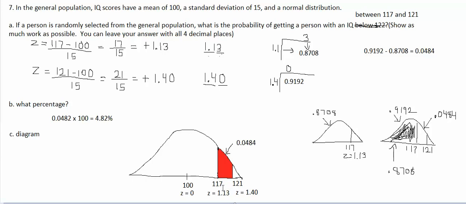And so in your diagram, include the curve, the mean with its z-score of 0, the two IQ scores that we used in the problem, 117 and 121, their two z-scores, the shaded area, shade this area, and put the probability up here, and that's everything that you need to include to get the full credit. And yeah, so now we've covered all three types of z-score situations: below, above, and between.